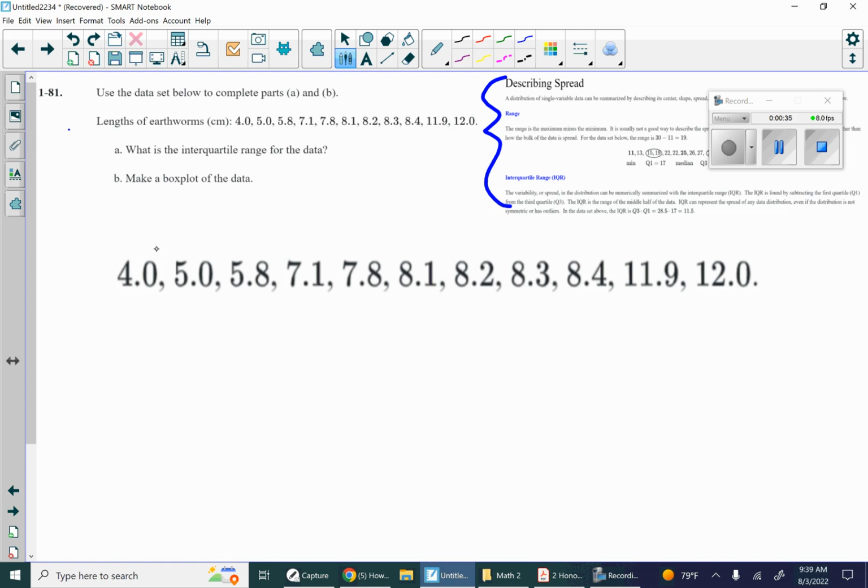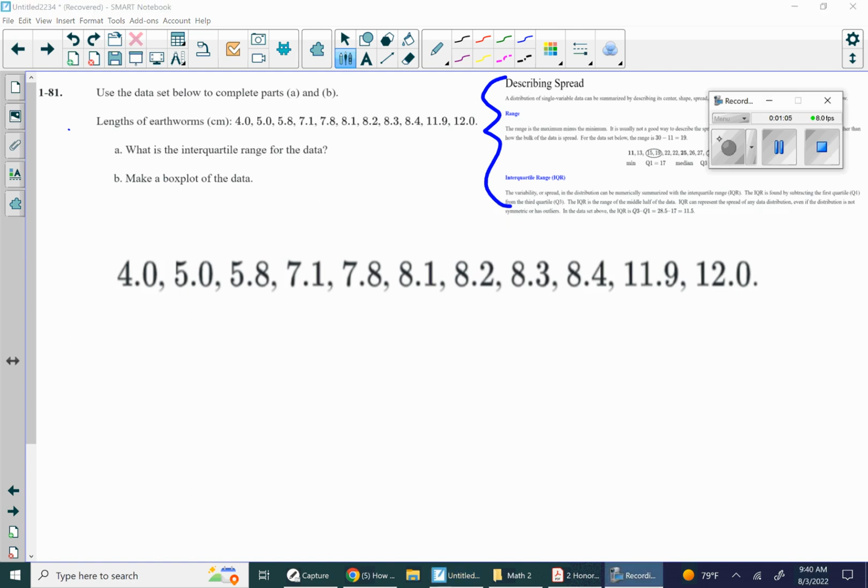So 4 and then 5, 5.8, and it's not all scrambled so that we have to put the data points in order from least to greatest. But then we do need to find the center, the median of our data, which means we have the same number of data pieces to the left of our center and the same number of data pieces to the right of our center. And so we have 1, 2, 3, 4, 5, 6, 7, 8, 9, 10, 11 data pieces.